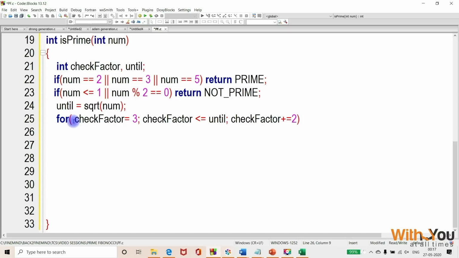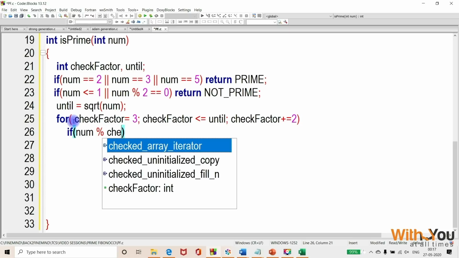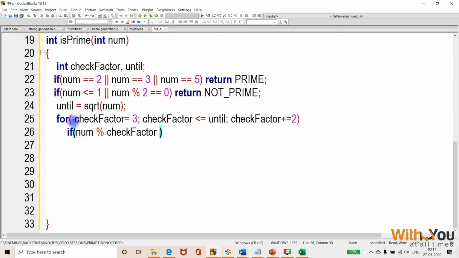Find out whether the check factor is a factor. Okay, let's do it. If my num divided by, note down the way I am saying it. I'm not saying num modulo check factor. Num divided by check factor gives me a remainder, because if I would have said num slash check factor, it would be the quotient. So when you say percentage, that gives you the remainder. If it is equal to 0, that is a factor. Then immediately get out and scream not prime.